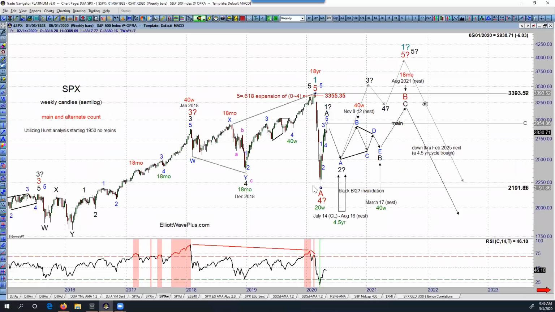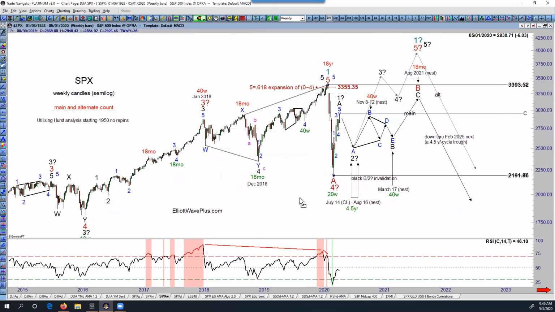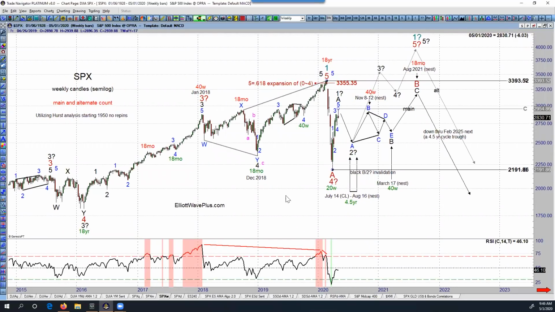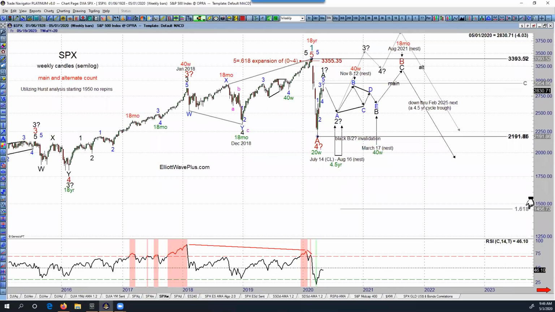Piyush, I've been explaining this all along, that this could be an ABC to the upside. This move to the upside could be an ABC. And so if it was a wave 3, the target would be 1456.